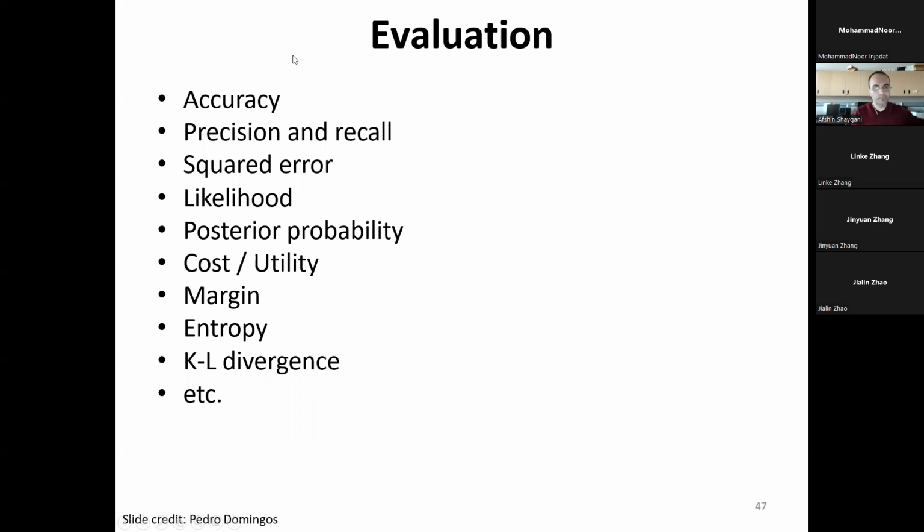What about evaluation? We talk about accuracy. We have precision and recall. We have squared error, likelihood. The probability, the posterior probability, cost, margin, entropy, as in feature selection. If I'm using information gain, we'll use entropy. Also, decision trees use entropy. KL divergence, etc. There are different evaluation methods that could be used. And as your colleague said, all of them are based on true positive, true negative, false positive, and false negative.